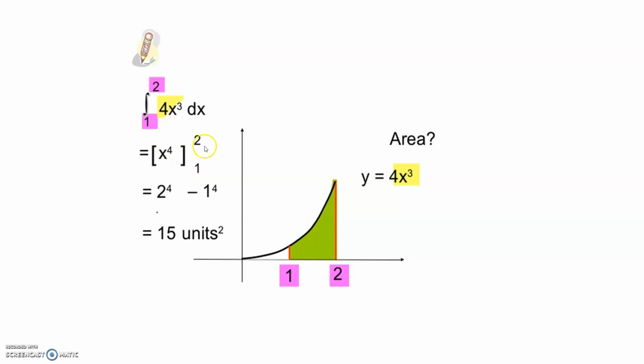Instead of x we put 2, and instead of x we put 1. So 2 raised to 4 minus 1 raised to 4. 1 raised to any number remains 1. 2 raised to 4, obviously that is 16. 16 minus 1, 15 unit square is the area under the curve 4x cube.